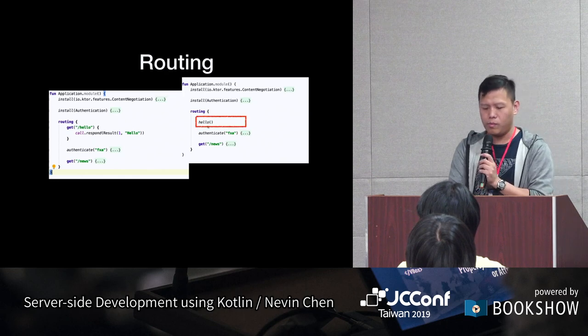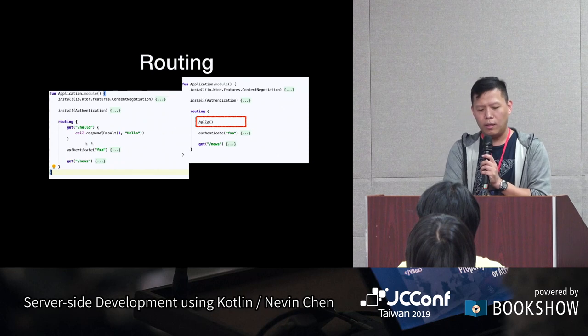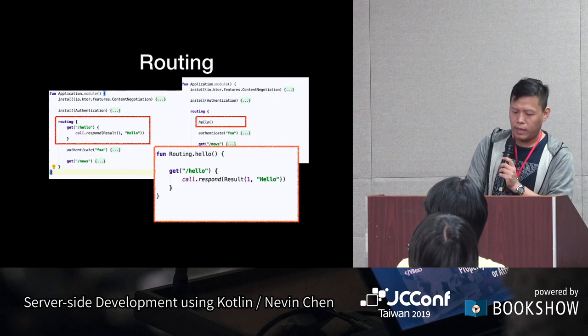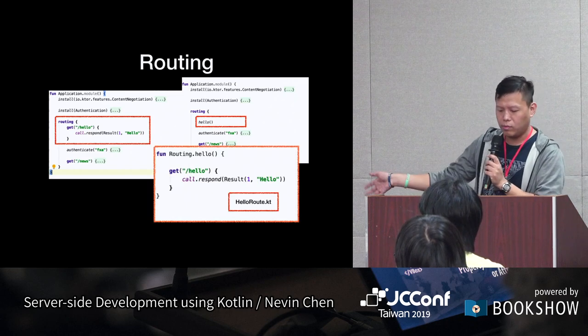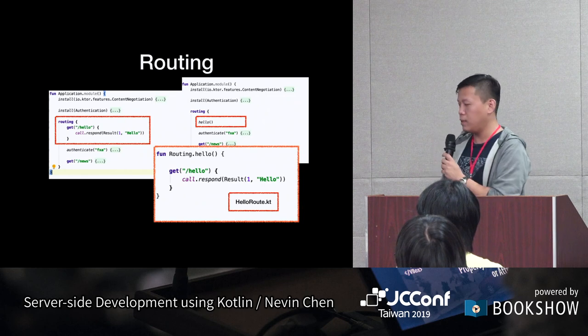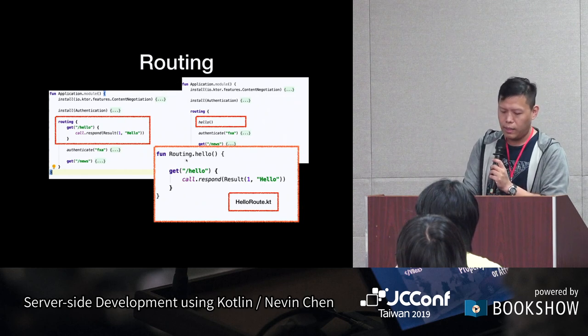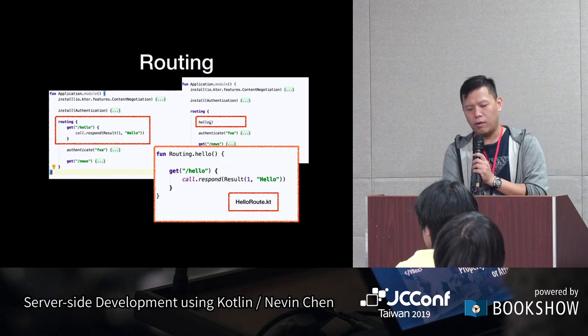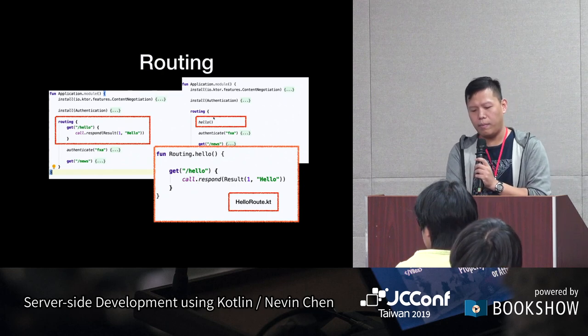So what I do, see, there's a hello function here. I want the original hello method, and the body goes to the hello method. So I create another file called hello route or something. I can name it whatever I want. I use the extension function to say hello and then put my method here. And then I can call the method in my routing.